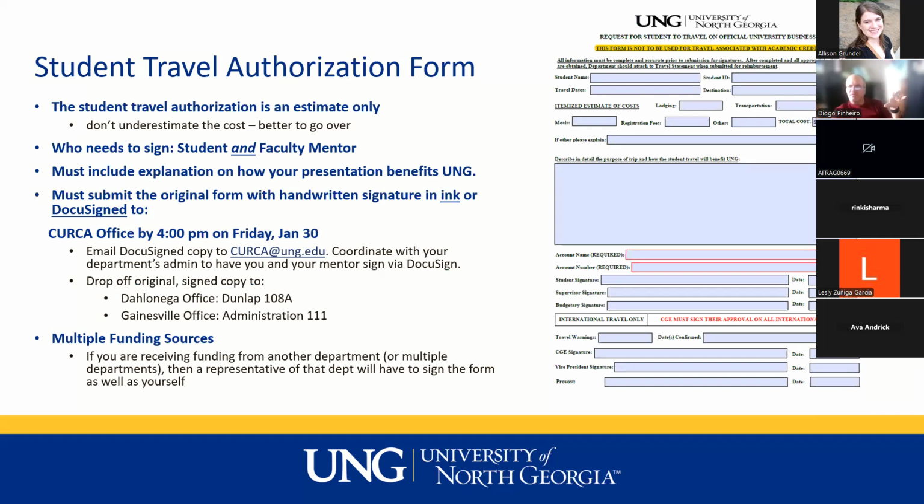So talking about that student travel authorization form, here you're going to have to enter a bunch of information about yourself, right? Your name, your student ID, the travel dates, the destination. You have to provide an estimate of the costs that you're going to incur, right? So what are your estimates for lodging, for transportation, for meals, for registration, for all that sort of stuff, right? You and your mentor will have to sign it. And then you're going to have a brief explanation of how your presentation helps UNG, right?